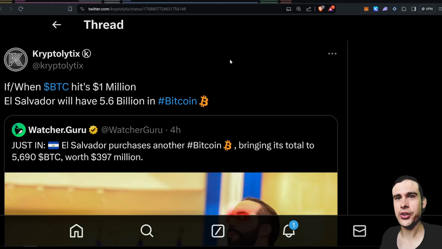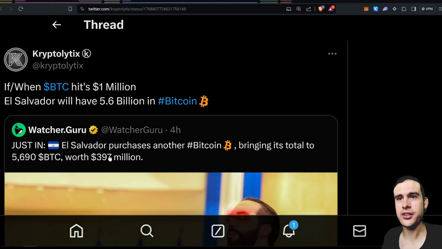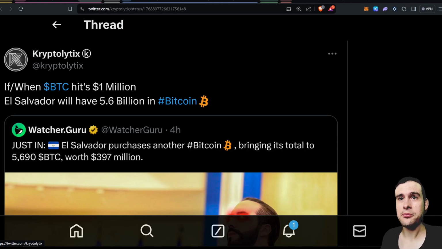Also, El Salvador have bought more Bitcoin, so they purchased even more, bringing their total to 5,690 Bitcoin, and that's worth $397 million at this stage, right? Now, when or if Bitcoin hits $1 million per coin, which I'm sure it'll happen between now and 2030, El Salvador will have 5.6 billion in Bitcoin.